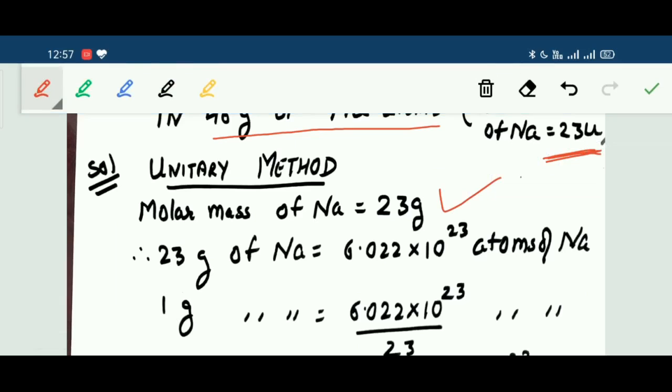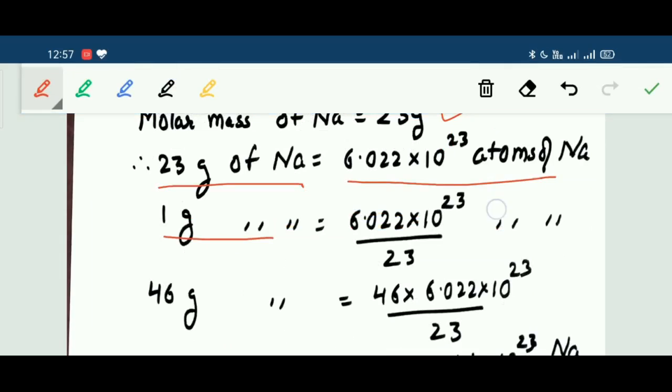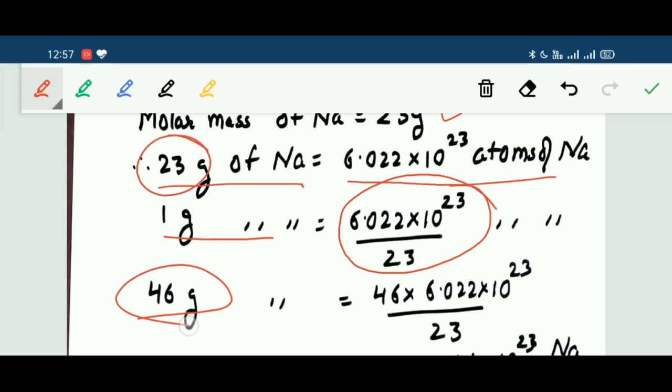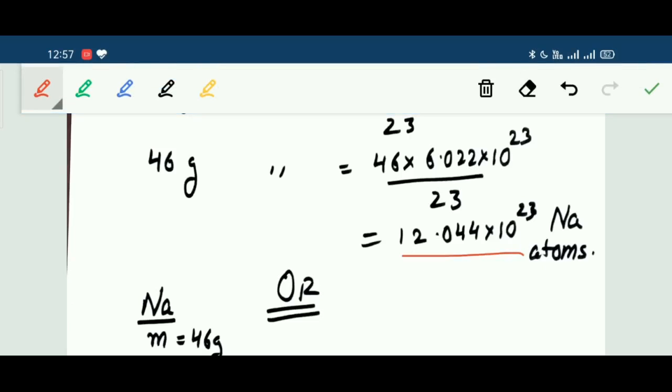And using the relation, molar mass of a substance, that is 23 gram of sodium, is equal to Avogadro's number of atoms of sodium. Therefore, for 1 gram of sodium it will be equal to 6.022 into 10 raised to 23 divided by 23, and for 46 gram it will be equal to 46 into 6.022 into 10 raised to 23 divided by 23, that is equal to 12.044 into 10 raised to 23 sodium atoms.